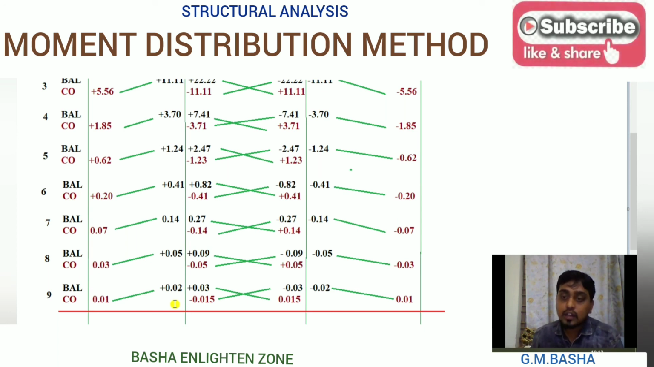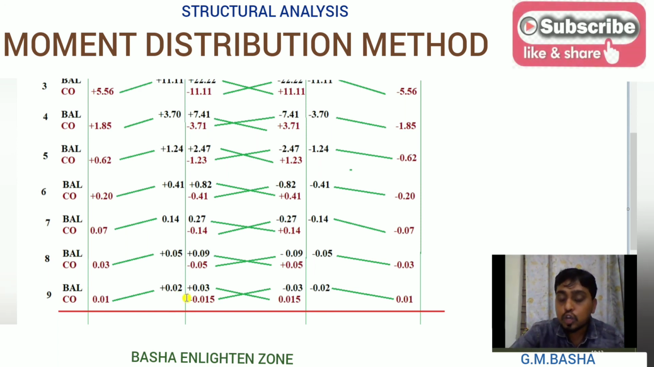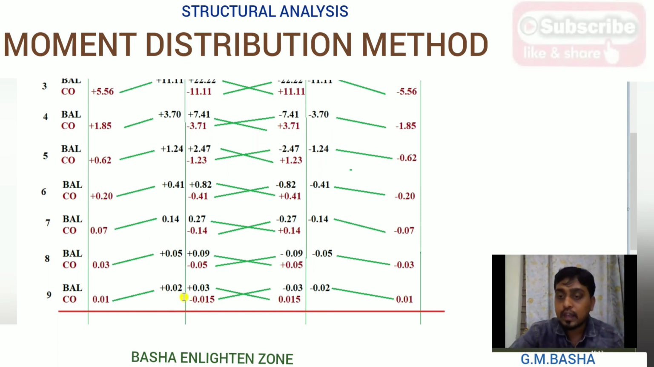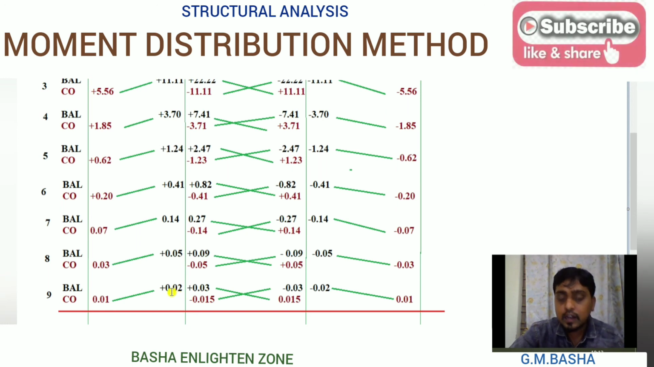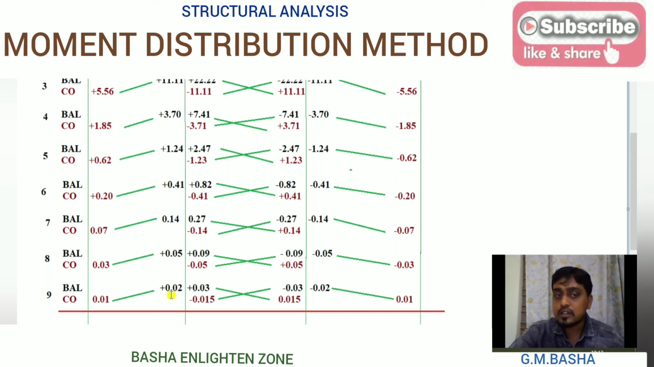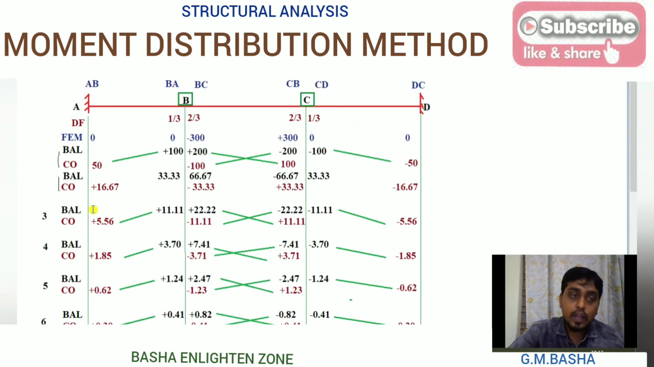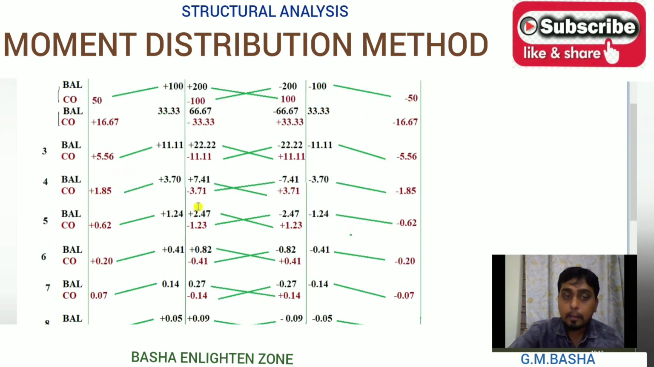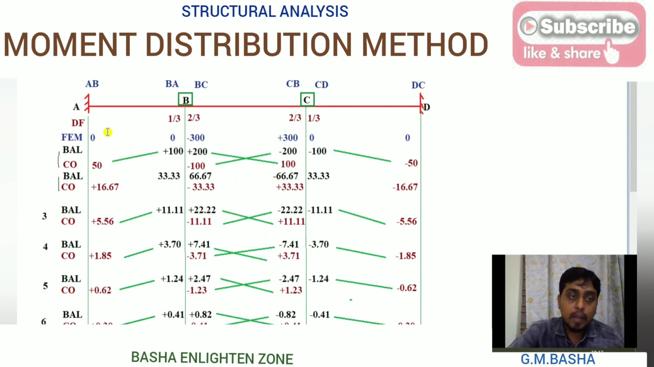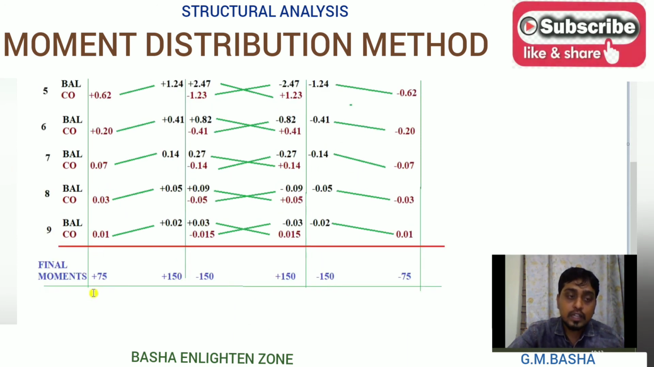So like that you can go for approximate values up to some 0.001 or else 0.002, like that, after digit at least minimum 1 0. So if possible you can repeat that much of cycles, then you will get a correct value. Then you can add all these values in the AB, BA, BC. See here, after that I am adding all these values: 50 plus 16.67, 5.56 plus 1.85, 0.62. You can add all these values, you will get plus 75.